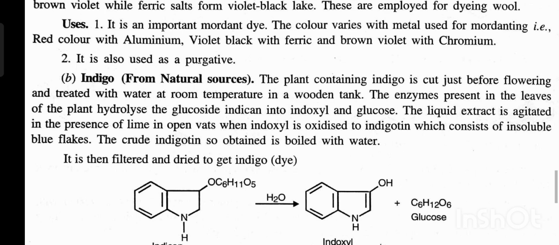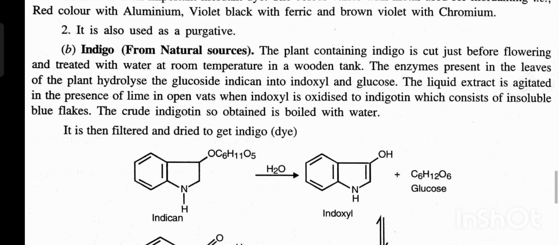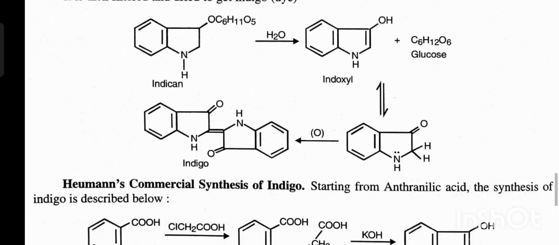Indigo from natural sources. The plant containing indigo is cut just before flowering and treated with water at room temperature in a wooden tank. The enzyme present in the leaves of the plant hydrolyzes the glucoside indican into indoxyl and glucose. The liquid extract is agitated in the presence of lime in an open vat, when indoxyl is oxidized to indigotin, which consists of insoluble blue flakes. The crude indigotin so obtained is boiled with water. It is then filtered and dried to get indigo dye.